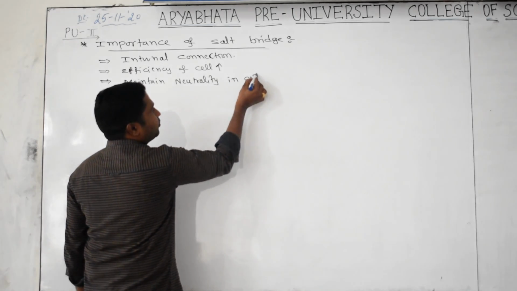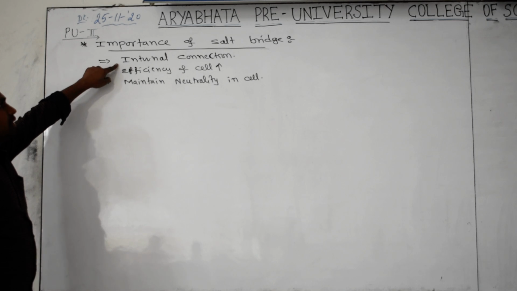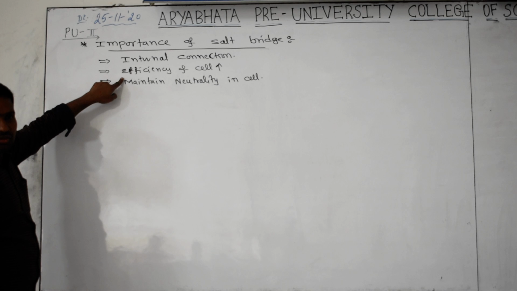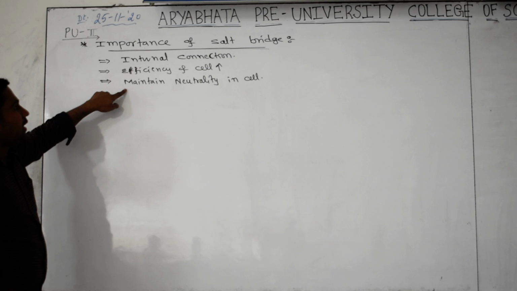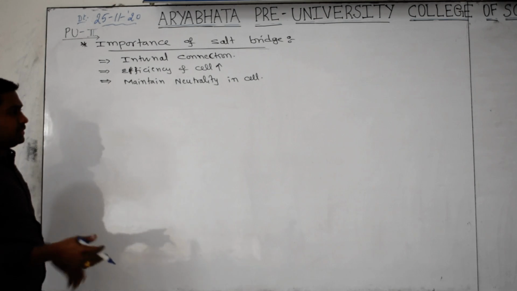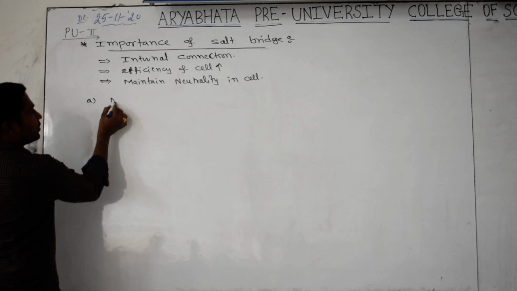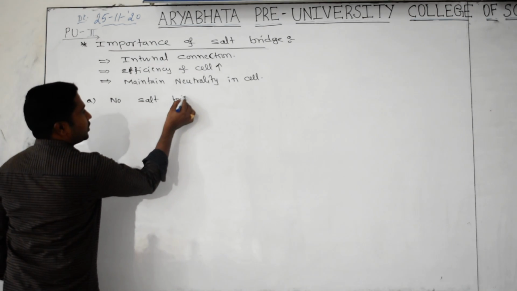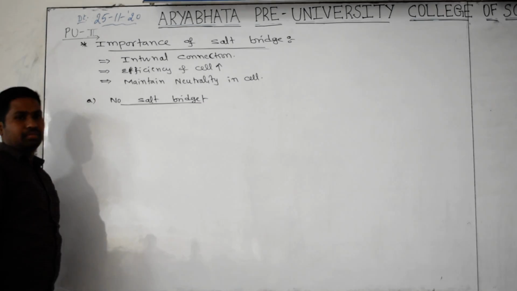What are the three importances of using the salt bridge? It is used to complete the internal connection in the cell, it increases the efficiency of the cell, meaning power generation from the cell will be increased by using the salt bridge, and it is useful to maintain neutrality in the cell. So how it is helpful we will discuss. In the first case, if there is no salt bridge, what is the problem? And after that we have to discuss the importance of the salt bridge.